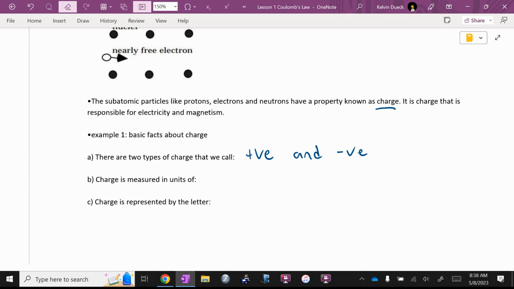Positive and negative. Does anybody know what the correct units for charge are? Charge is measured in coulombs, and the abbrev is a capital letter C, named after a scientist whose last name was Coulomb. In fact, today's lesson is we're going to be looking at Coulomb's law.